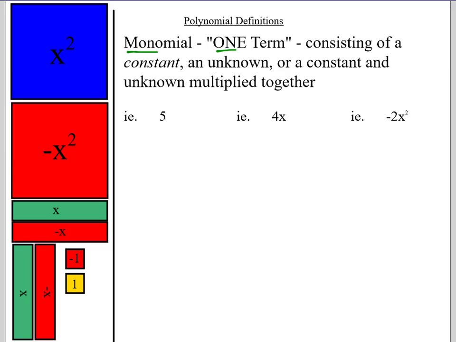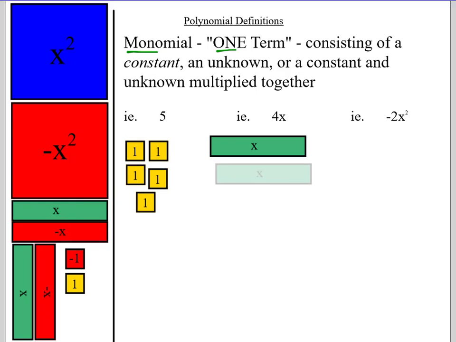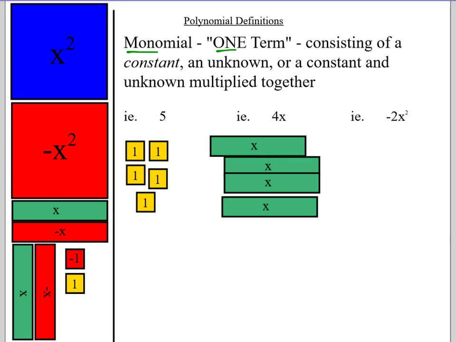And I like to use the algebra tiles because it really helps to see. Here's what 5 looks like when you use algebra tiles. And immediately you can see, hey, they're all the same shape, they're all the same color. Cool. Here's what 4x looks like. And again, they're all the same shape, they're all the same color. Negative 2x squared.